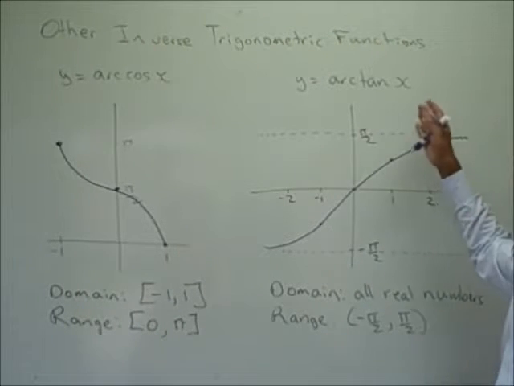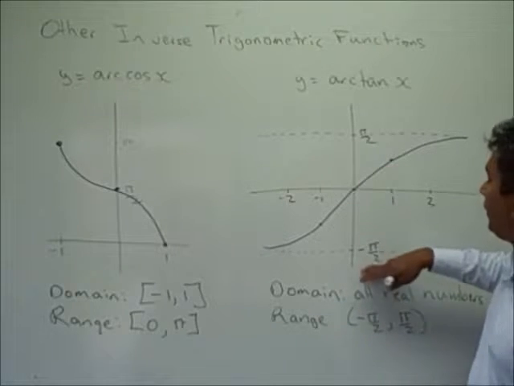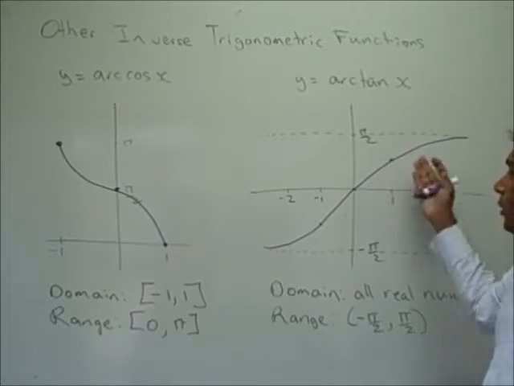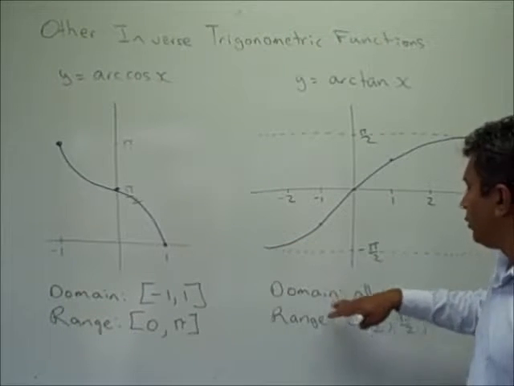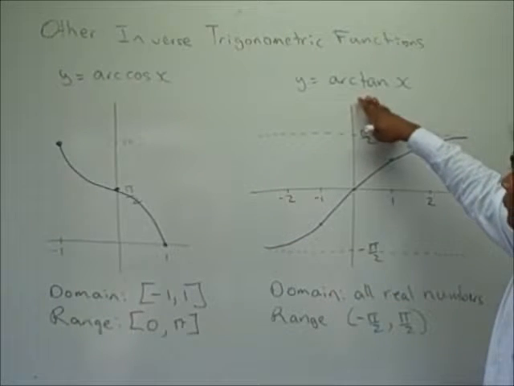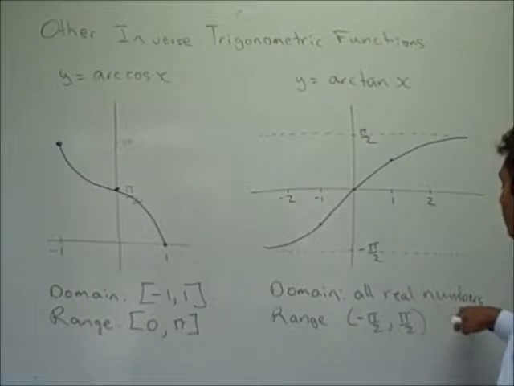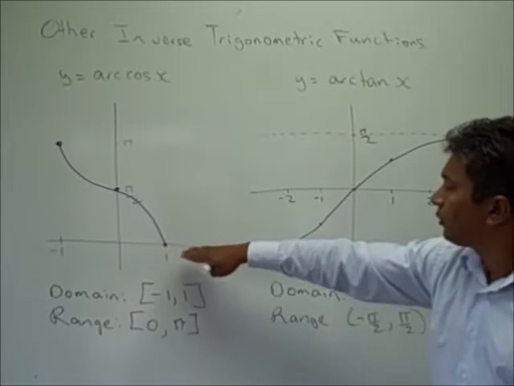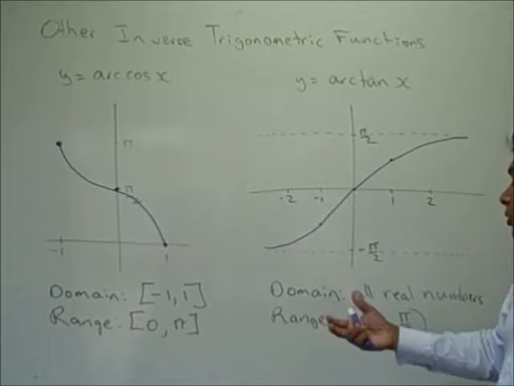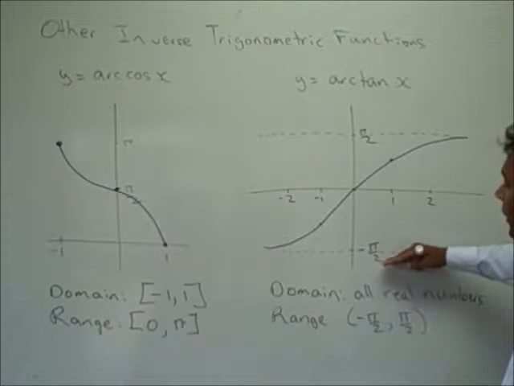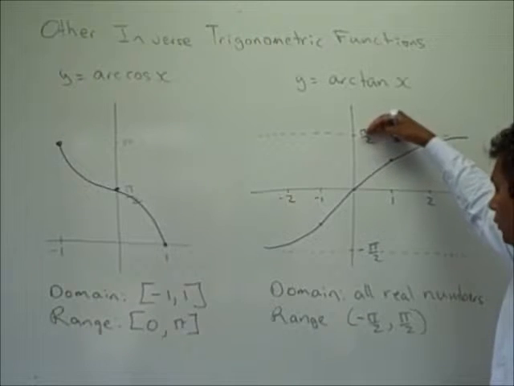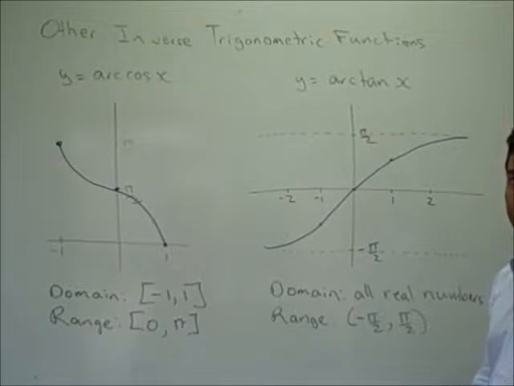By choosing appropriate values between -pi/2 and pi/2, we can get corresponding values for x, and we can see that our domain for the arctan function would be from -infinity to +infinity, since it's going all the way in this direction and all the way in this direction, or basically just all real numbers. Our range, however, is from -pi/2 to pi/2.